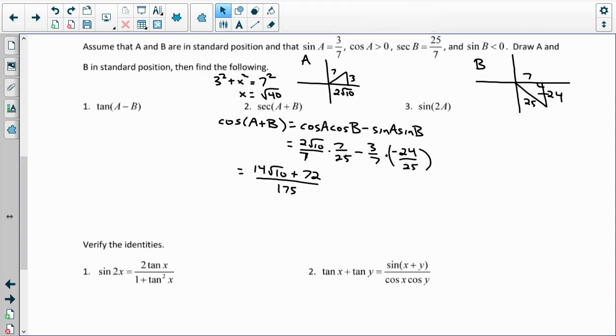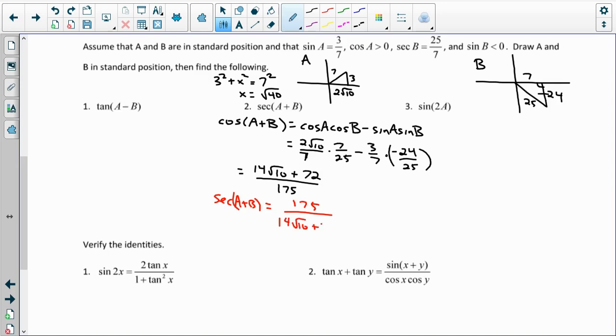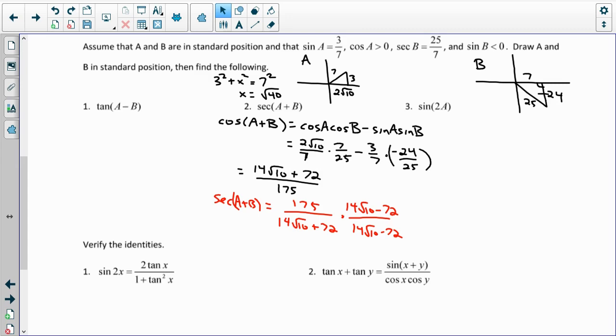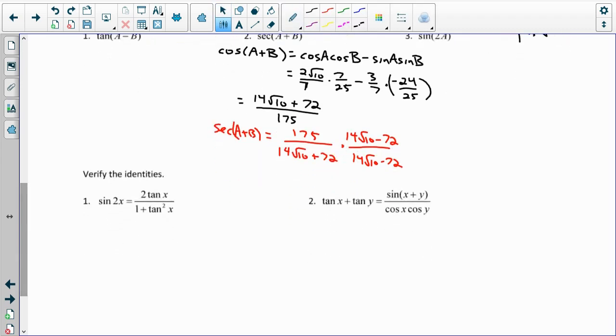And then since I'm finding secant, I have to flip this. So it's 175 over 14 root 10 plus 72. Since there's a radical in the denominator, I have to multiply by the conjugate, which again is not going to be very fun because I have 14 root 10 times 72.